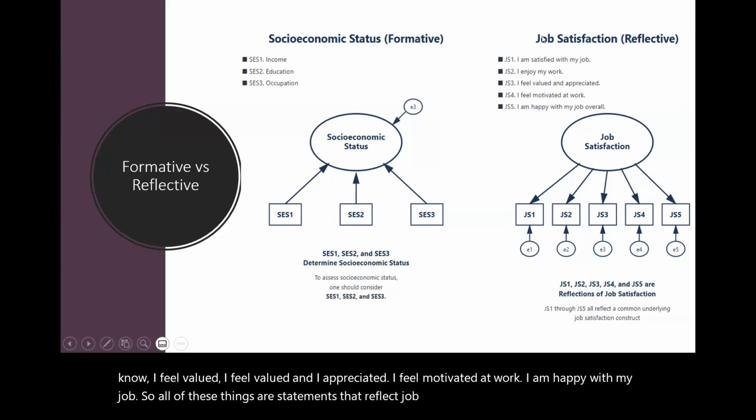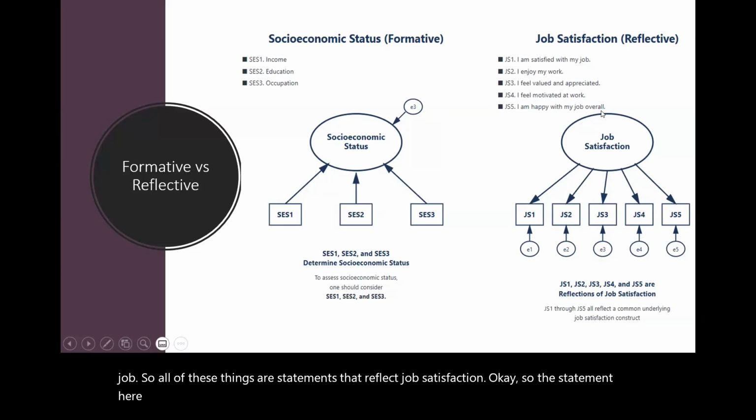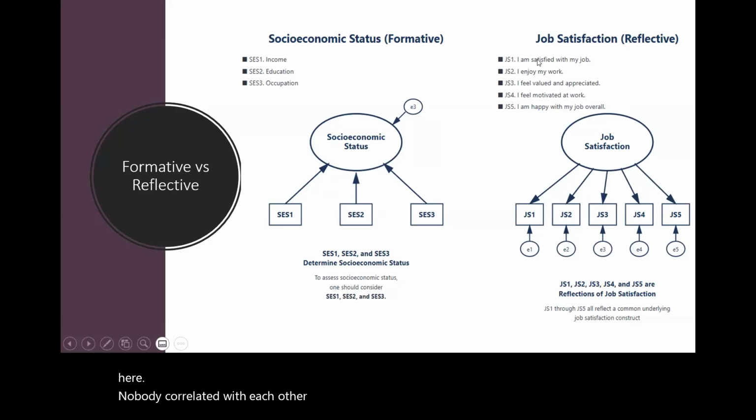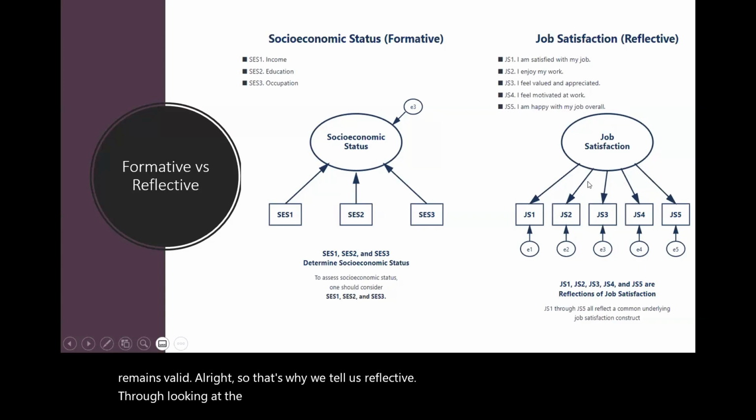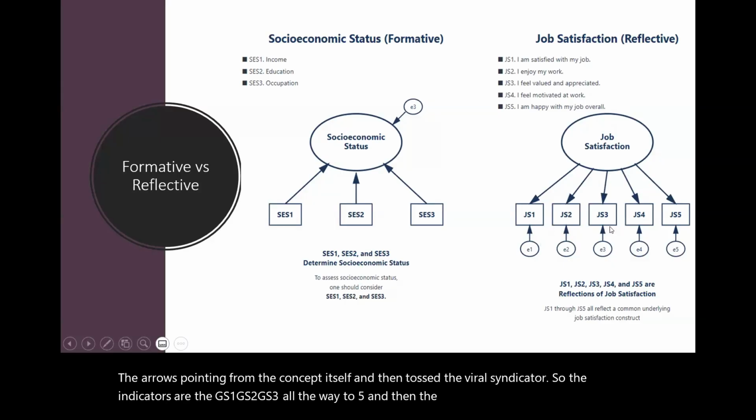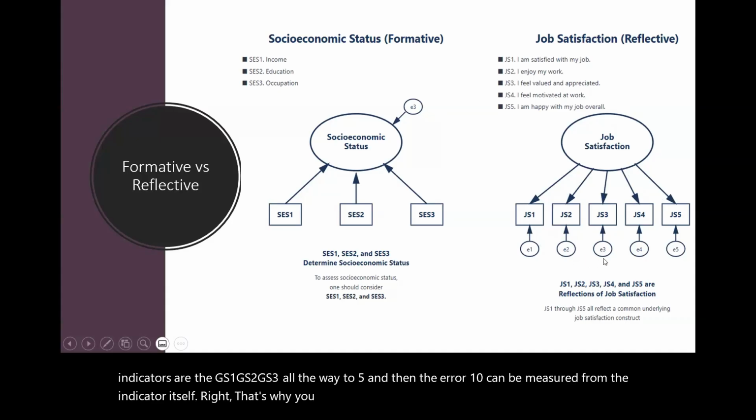So the statements here are normally correlated with each other. So when one is even taken out, still the underlying construct remains valid. So that's why we term it reflective. Looking at the diagram, we have the arrows pointing from the construct itself towards the various indicators. The indicators are JS1, JS2, JS3, all the way to 5. And then the error term can be measured from the indicator itself, right? That's why you see E1, E2, E3 to E5 outside the box.